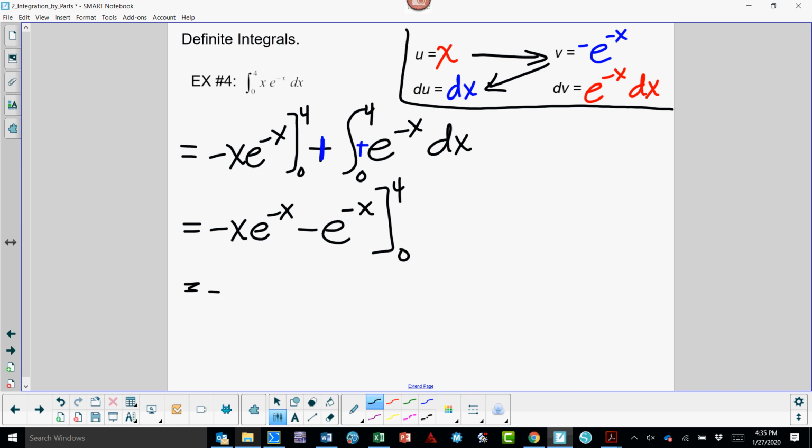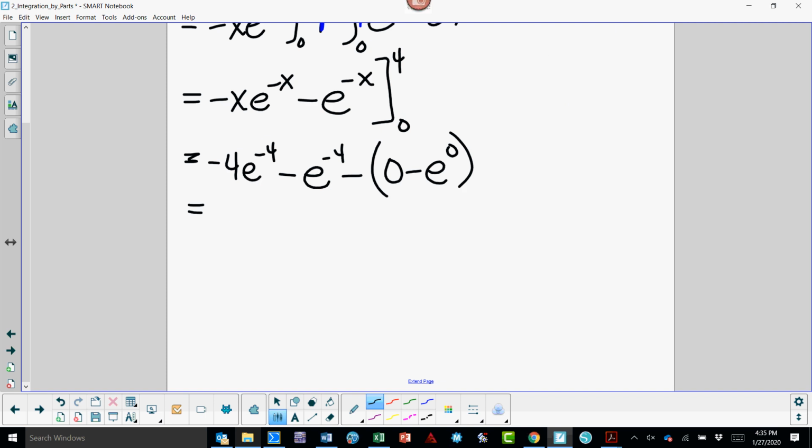So we're going to get -4 e to the minus 4 minus e to the minus 4 minus parentheses 0 minus e to the 0. So be careful when you plug stuff in that you don't assume that everything on the right hand side becomes 0, because it's not. So we have -4 e to the, oh, well, these are like terms right here. So we actually have -5 e to the -4. And then you have minus a negative, which means plus e to the 0, which is 1. And so this is my final answer for that problem.